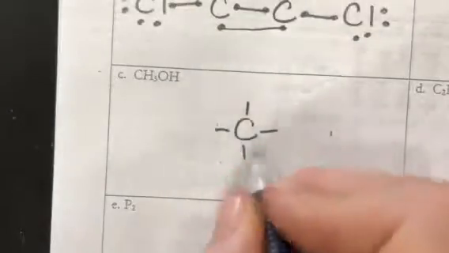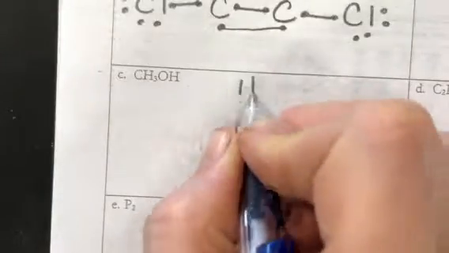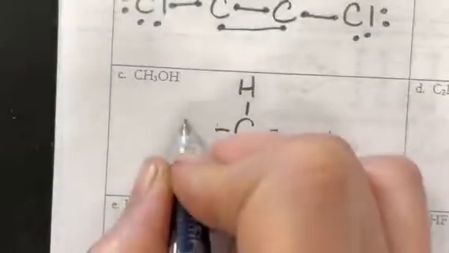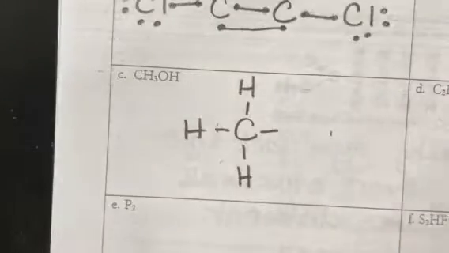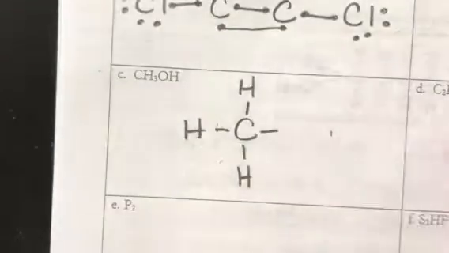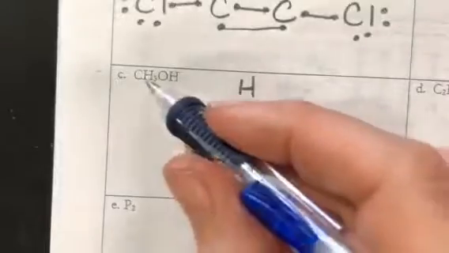Carbon will always make 4 bonds. I'm going to have a hydrogen, another hydrogen. You can choose to put those electrons on the end, but you can also use the 1 line to represent 2 electrons. So you got 3 of those hydrogens.